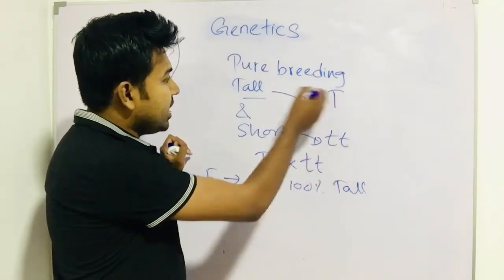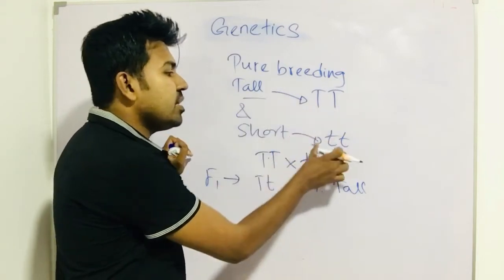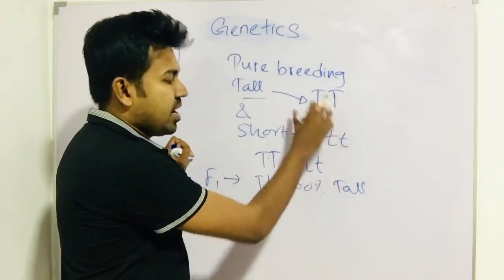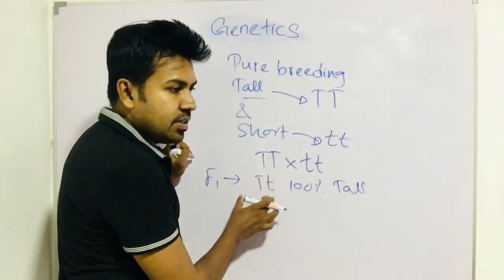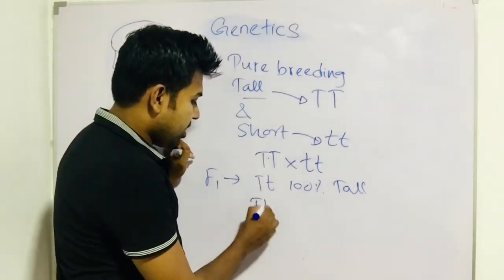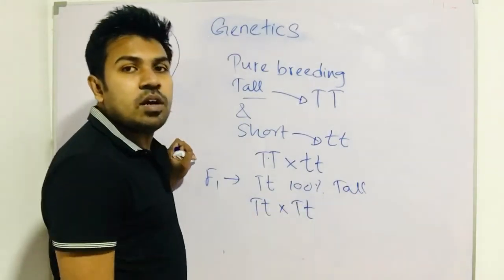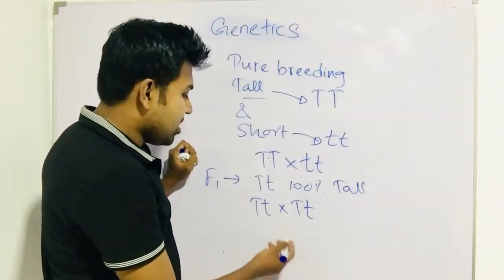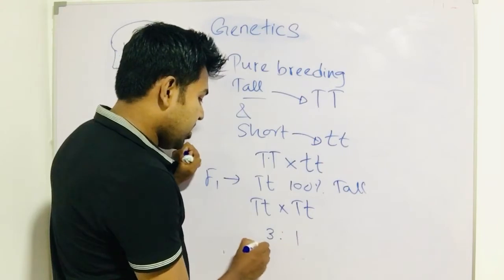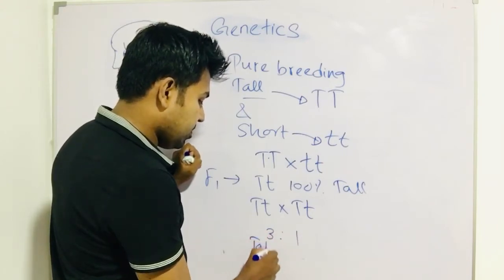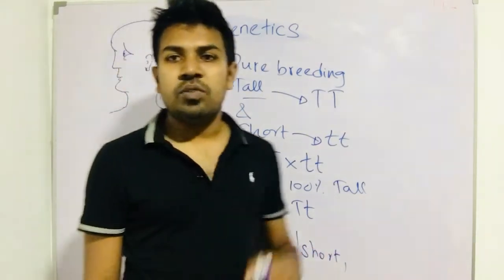So previously he did cross-pollination, from one feature to another feature, tall and short plants crossed. But here, from the results he got, he did self-pollination. That means capital T, simple T, and capital T, simple T, self-pollination. So the results were 3:1, 3 tall and 1 short. So I will tell you how this comes.